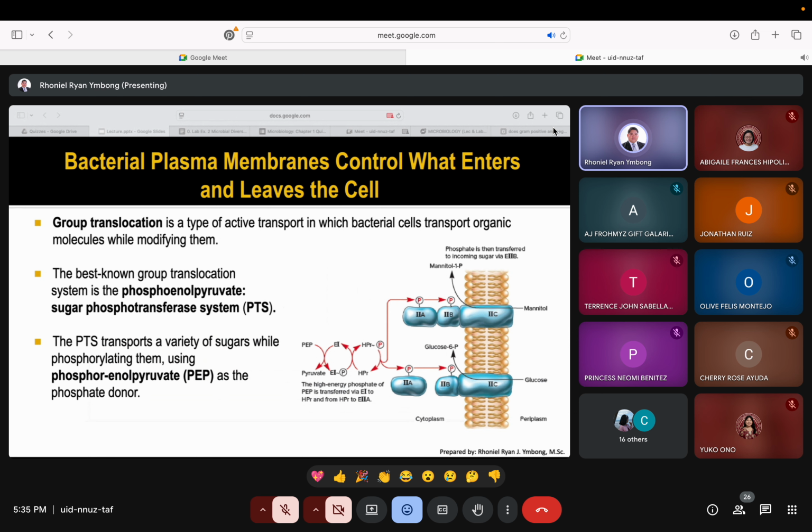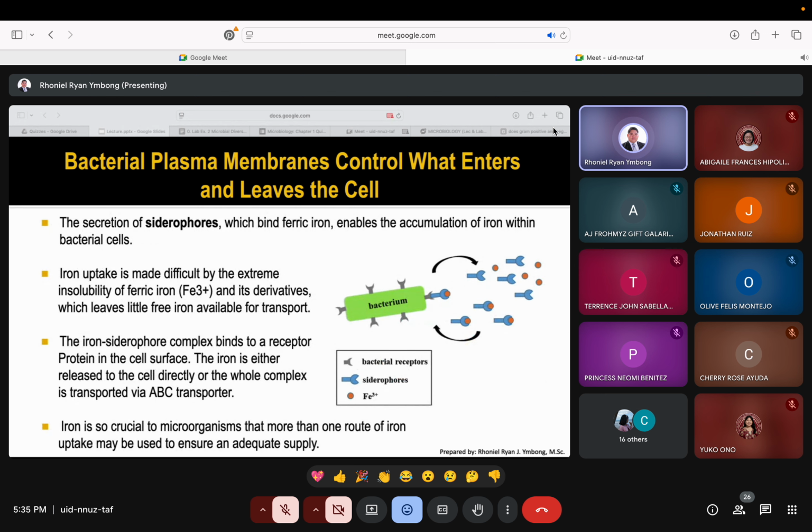So, one of the best known group translocation systems is what you call the phosphoenolpyruvate sugar phosphotransferase system, or the PTS. And in your PTS transport, there's a variety of sugars that can eventually be transported, using the PEP as the phosphate donor. So, kuhaon sa PEP ang inyong katong phosphate such that mabungkag ang inyong complex molecule, and then that complex molecule will be reassembled as they are moving along towards the interior portion of the bacterial cell.